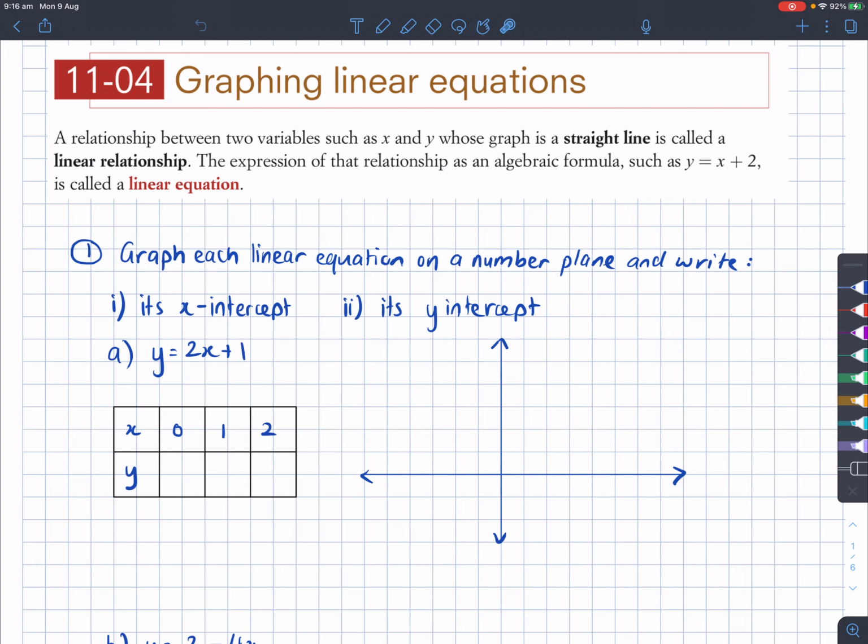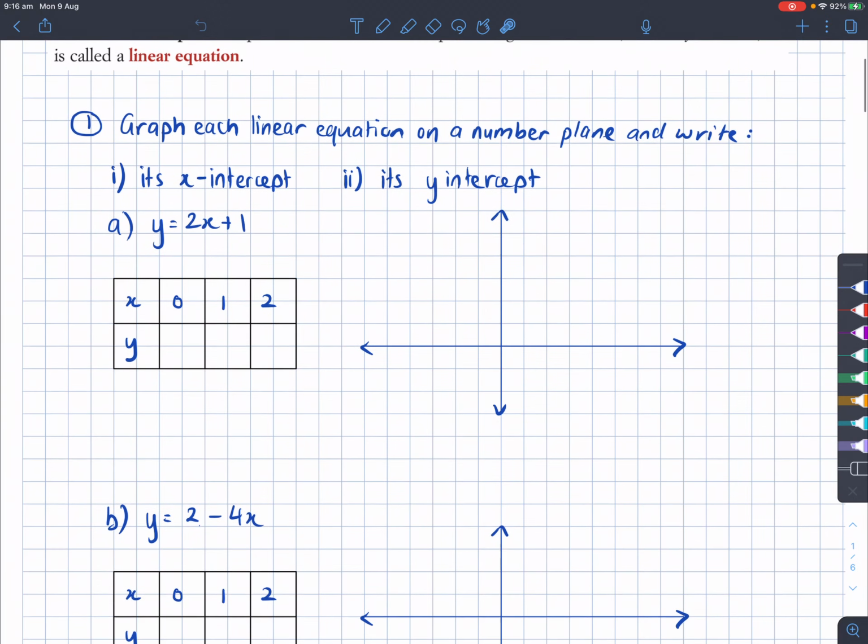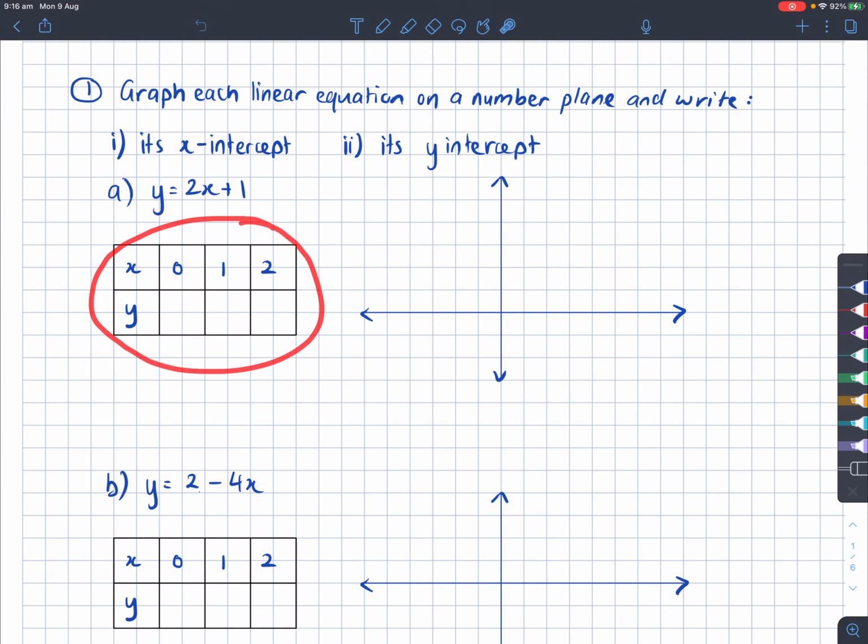So for question 1, graph each linear equation on a number line and write its x-intercept as well as its y-intercept. Normally what we did last year was we formulated our tables like that, and we substitute in each of these x values. For the first one, when we substitute in x is 0, you'll have y equals 2 times 0 plus 1, which is y equals 0 plus 1, and that is equal to 1. So I'll write 1 in there. For the next x-coordinate, you'll have y equals 2 times 1 plus 1, which is simply 3. So we'll write 3 there. And for the last one, y equals 2 times 2 plus 1, which is simply 5. So I'll write 5 in there.